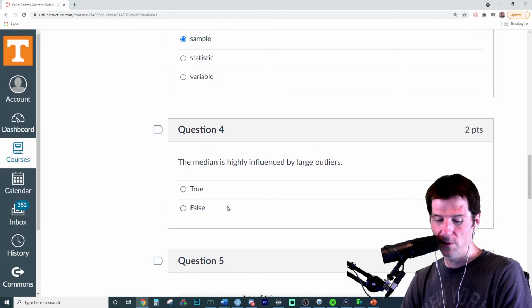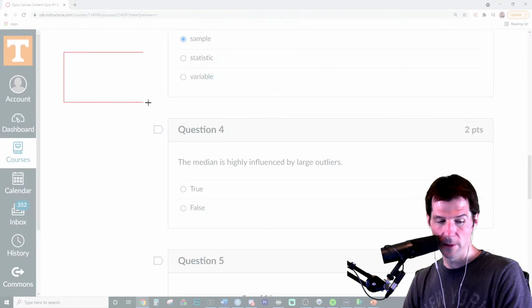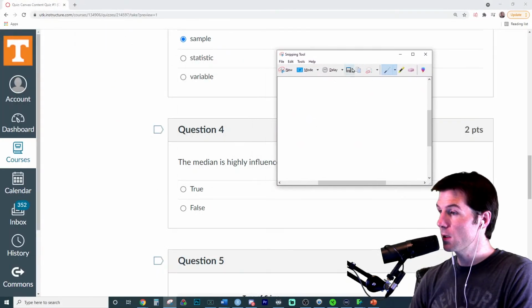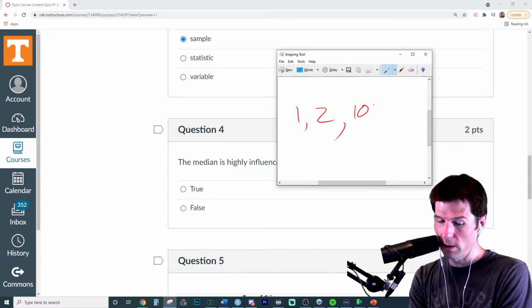So I want you to think about a very, very small data set here. I want you to tell me the median of this data set. Are you ready? What is the middle number of this data set? 1, 2, and 1 million.